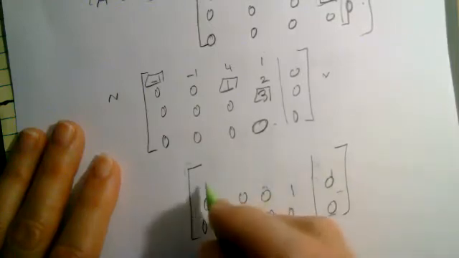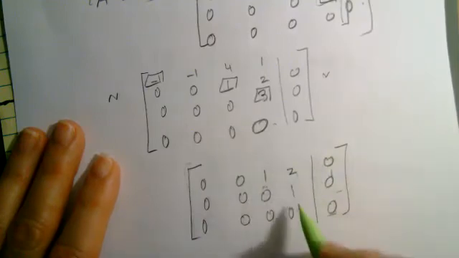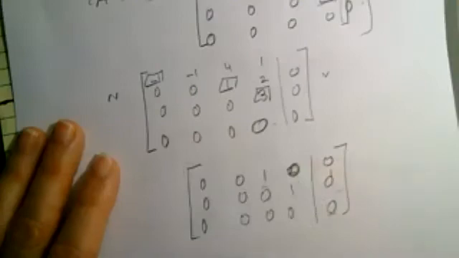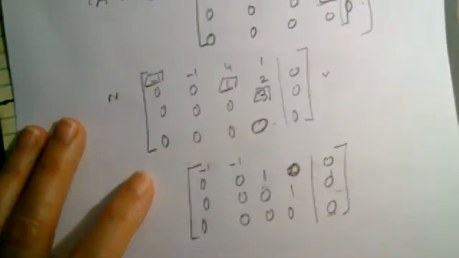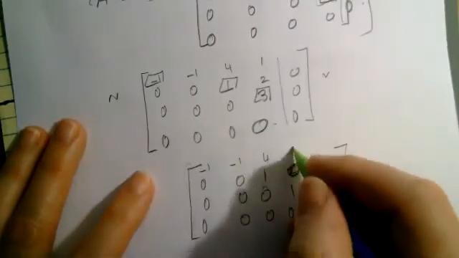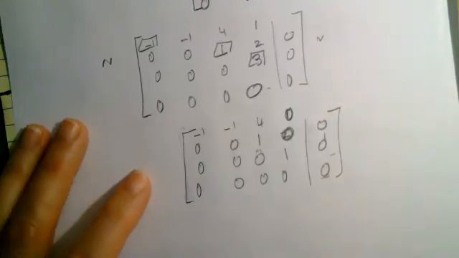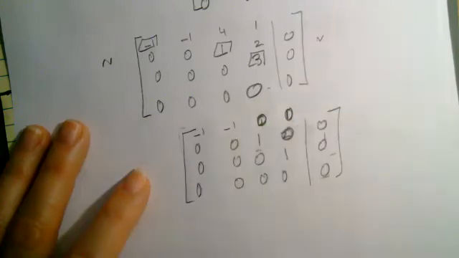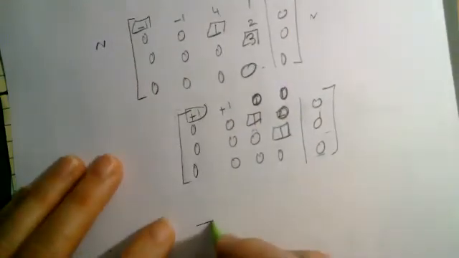1, 0, 0, 0, 1, 2, 0. So basically when I sum, this is going to become a 0 here. And minus 1, 4, 1. So minus 1 plus 1, I will make this into a 0. And minus 4 plus 4, I will make this into a 0. And this I will make into 1. So I will have 1, 1, 1. So this would give me the following.